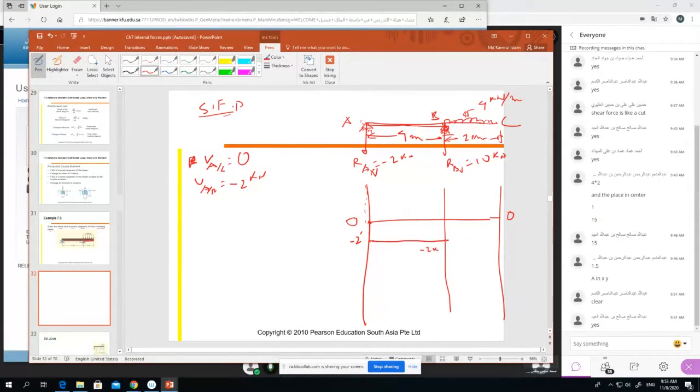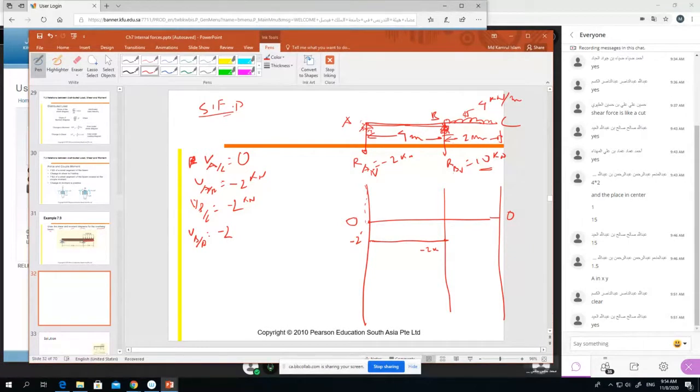He is still minus 2, right? Up to where? B. We will go a little bit left. Up to the left we don't have anything, so it is still 2 kilonewton. Then B, a little bit right, slightly right. We have minus 2 and minus 2, and we have what?